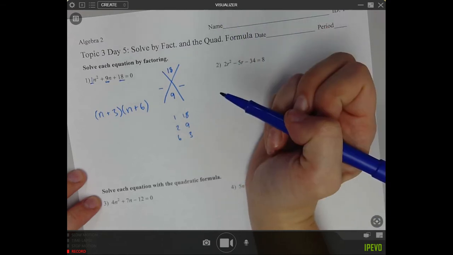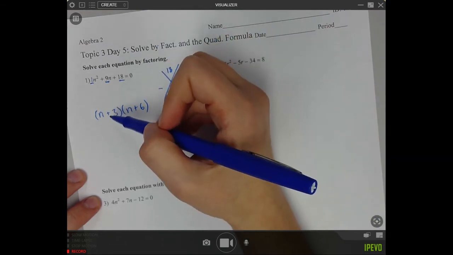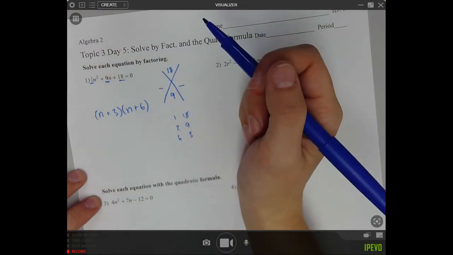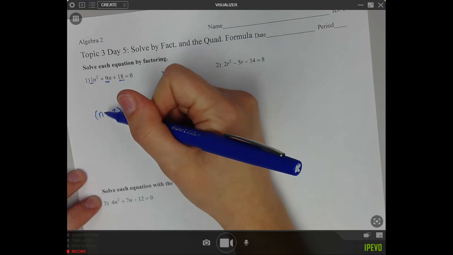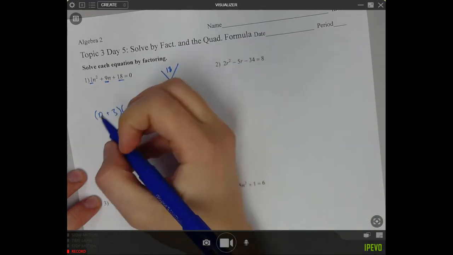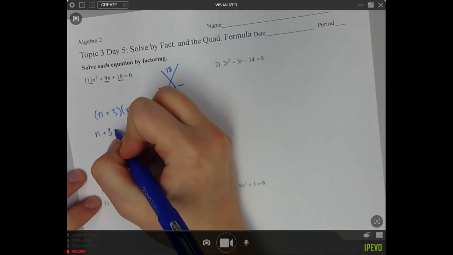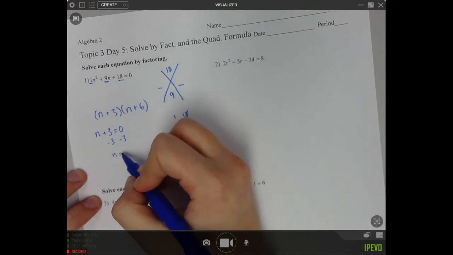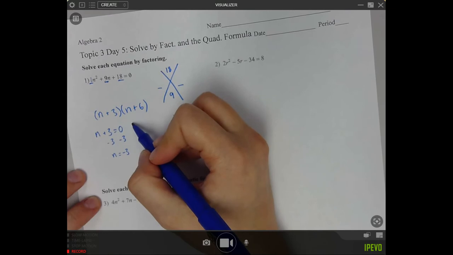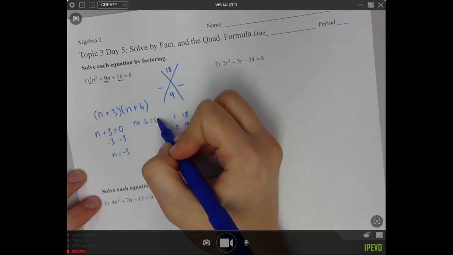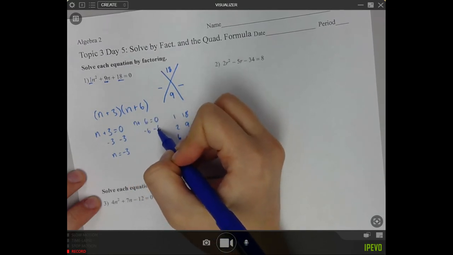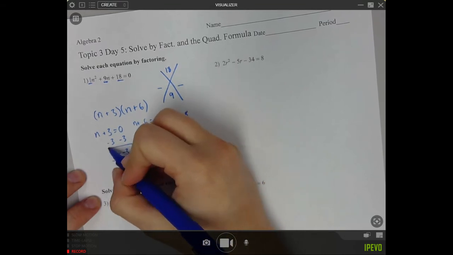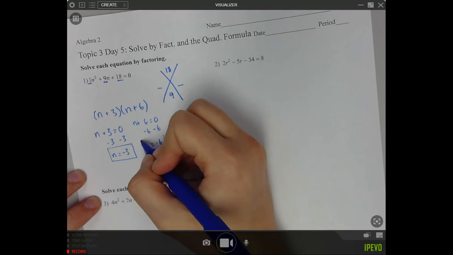So now all we have to do is solve. Remember, if one of these is 0, then the whole thing's going to equal 0, because 0 times anything is 0, right? So we have to figure out how to make each of these 0. So first, if n plus 3 equals 0, subtract 3 from both sides, n equals negative 3. And over here, n plus 6 equals 0, and subtract 6 from both sides, so n equals negative 6. And here are going to be our two answers.